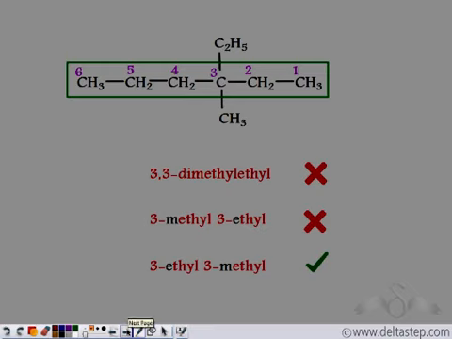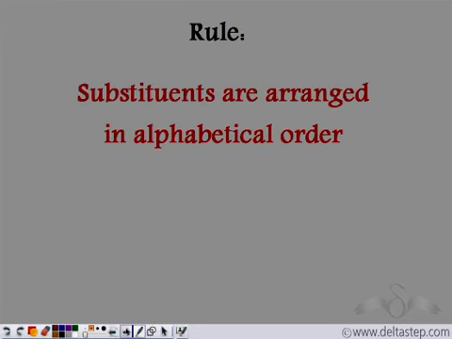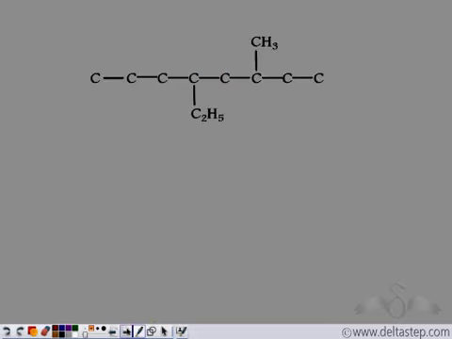So whenever we have two or more substituents, we always arrange the substituents alphabetically. So this is the rule given by IUPAC, that the substituents are arranged in an alphabetical manner. Let's take another organic compound. So we have to find the prefix for this. In this case, we observe two different substituents again. The first step remains the same, that is, we have to find the longest carbon chain.